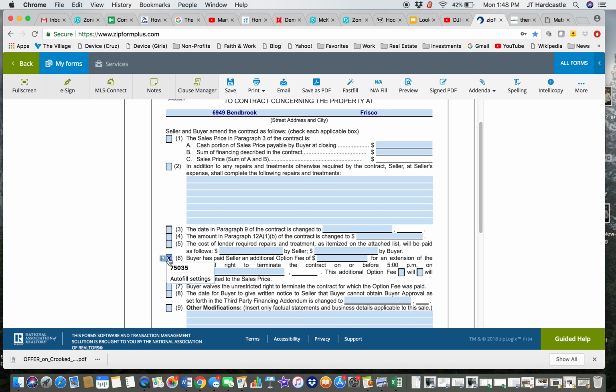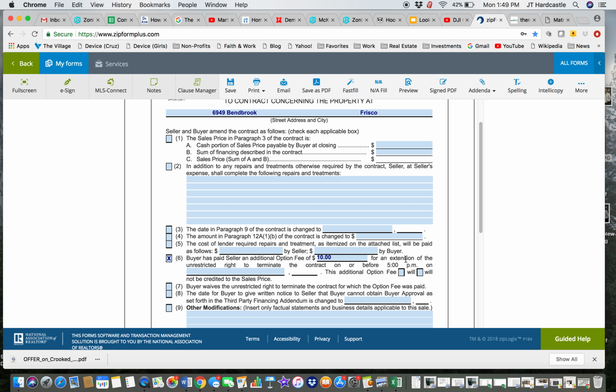All right, number 6. The buyer has paid seller an additional option fee of blank for an extension of the unrestricted right to terminate the contract on or before 5 p.m. on this date. If there is a reason for you to extend the option, by law we are supposed to give them more money towards that. It should be a considerable amount. I will say I have a lot of people that will put $1 in there. $10 would be a better amount.